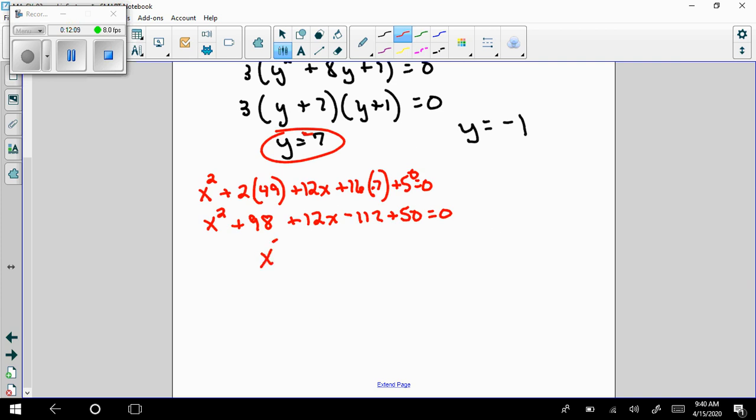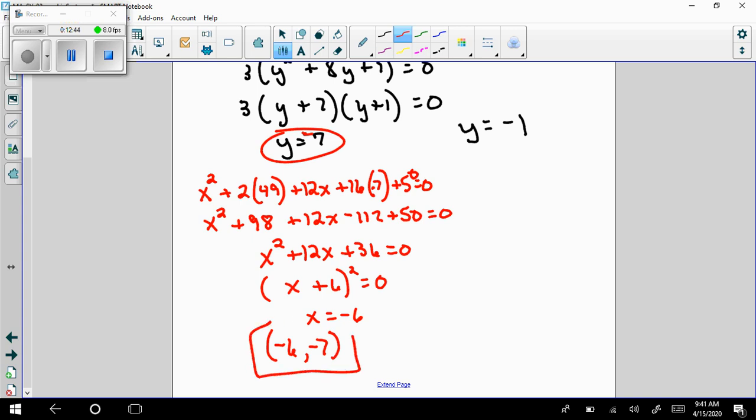So I have x squared plus 12x. Oh, this is 148. 98 and 50 is 148. Minus 112 is 36. And again, I factor. So this is a perfect square trinomial, x plus 6 squared. So x equals negative 6. So I have a point at negative 6, negative 7. And over here, I basically have to do the same thing with the negative 1.